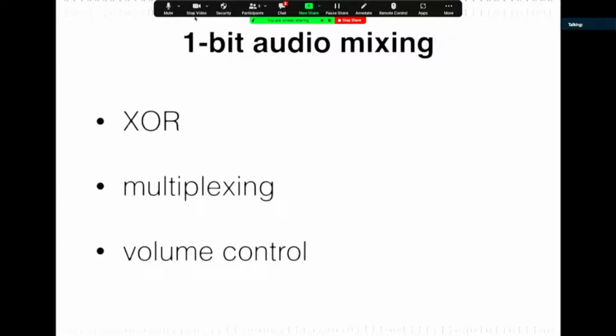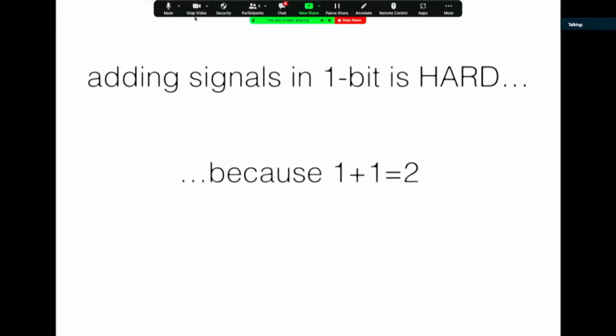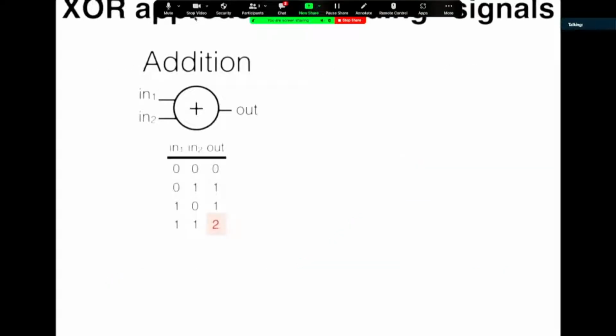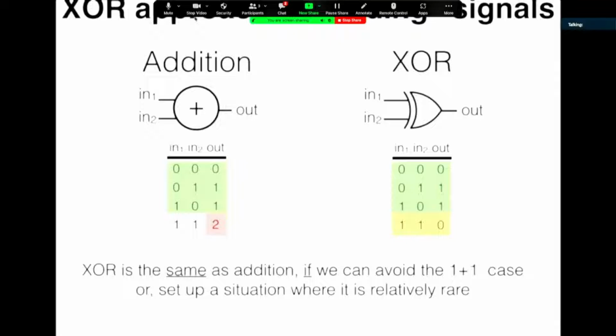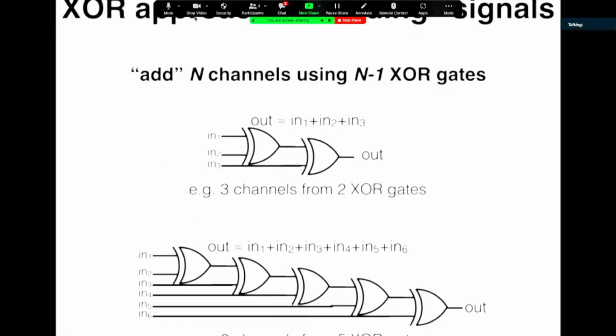So moving on to mixing, adding 1-bit signals is hard because 1 + 1 is 2, which doesn't exist. One approach is called the XOR approach. If you notice, the truth table for addition is very, very similar to the truth table for the logical operation exclusive OR. So you can XOR 2 signals, and as long as you avoid the case 1 + 1 = 2, or 1 XOR 1 = 0, it's going to sound identical. So the way to do that is with sparse signals. A sparse signal would be like a square wave with a very thin pulse width. So that's why thin pulse waves are so common in 1-bit music.